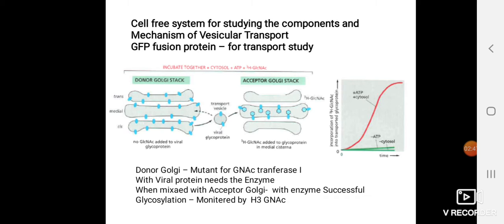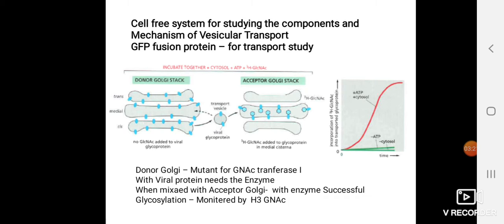These Golgis now have the viral protein molecule, but these viral proteins are not completely functional, and these viral proteins are found in the lipid layer of the virus. Now they have taken an acceptor Golgi complex, or in other words the Golgi complex which is wild type and not mutated.